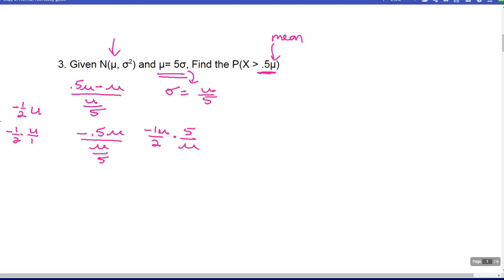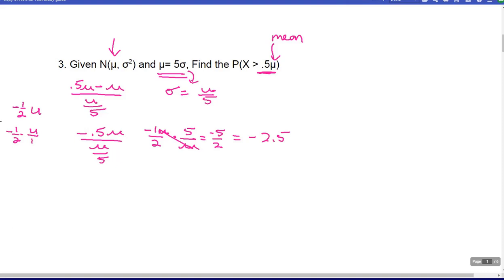Now, the first thing is, what happens to my mu's? What's mu divided by mu? 1. Oh, yep. And it's gone, right? Okay, now, what's negative 1 times 5? Negative 5. And what's negative 5 divided by 2? Negative 5/2. Or what's it as a decimal? 2.5, or negative 2.5. Negative 2.5, right?